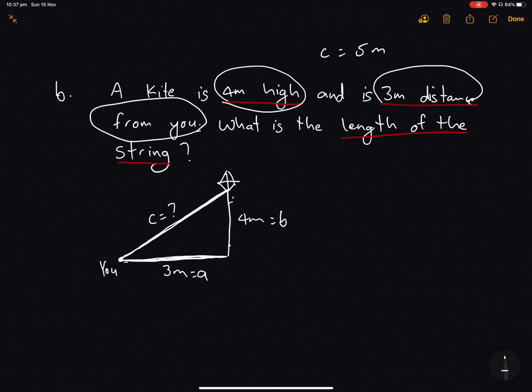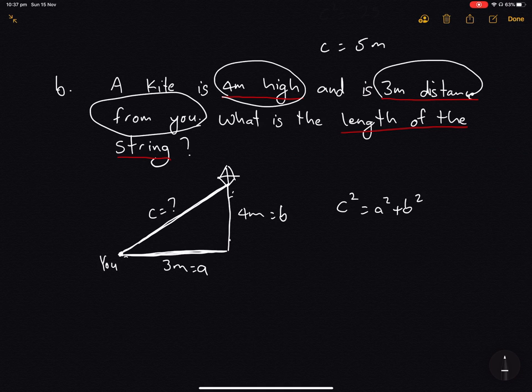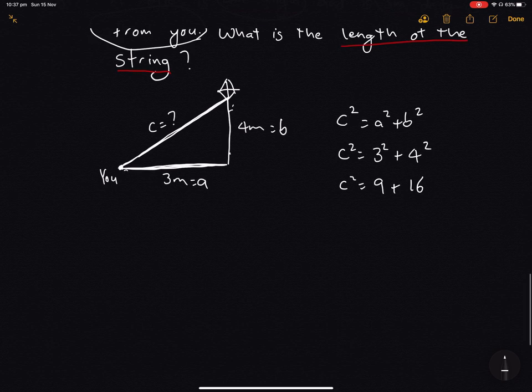Now you can put A instead of the 4 meters. You can put B in the 3 meter, it doesn't matter. Because in our formula, C squared is equal to A squared plus B squared. It doesn't matter if it's B squared plus A squared. It's the same thing. But the important part is you stick to it. So in this case, C is unknown. A is 3 meters, so 3 squared plus B is 4 meters, 4 squared. So C squared is equal to 9 plus 16. C squared is equal to 25, so C is the square root of 25, which is 5 meters.